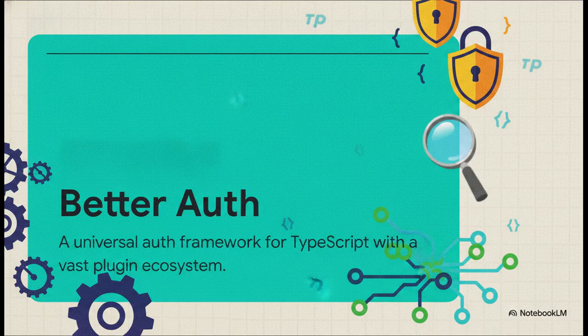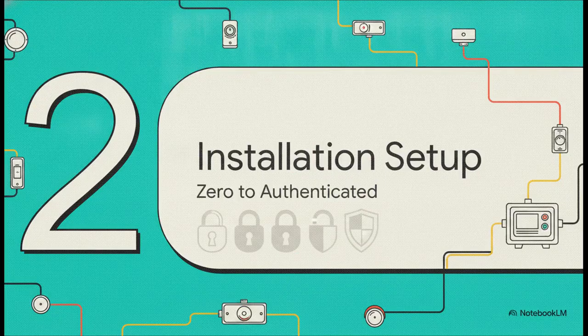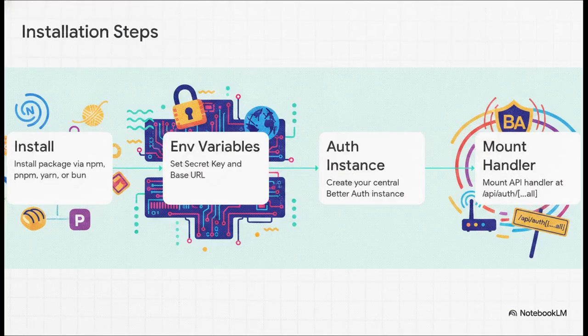own application. Moving on to Section 2, Installation and Setup, from zero to authenticated. I like to think of this whole installation process a bit like wiring a brand new security system for your house. Step 1, you've got to buy the hardware, right? You just install the package using your favorite manager, whether that's NPM, Bun, whatever you prefer. Step 2, you set up your environment variables.